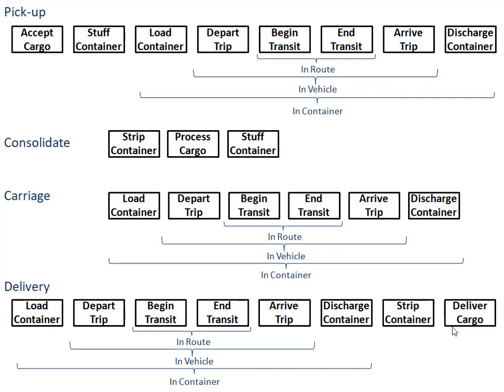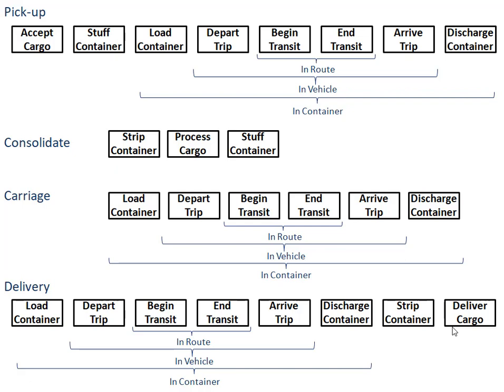The last thing we put on the list, just to be complete, is at the other end, we've got to deliver things to customers. So we have to load the container on a truck, depart from and transit out to the customer site, discharge a container at the customer site so that we can strip the container and deliver the cargo. Now, sometimes they'll do the last couple of steps themselves, but overall, our system has to make sure that happens. And again, we have an in-route, in-vehicle, and in-container view as we go through that.